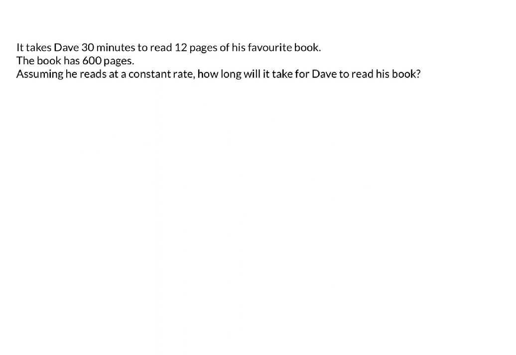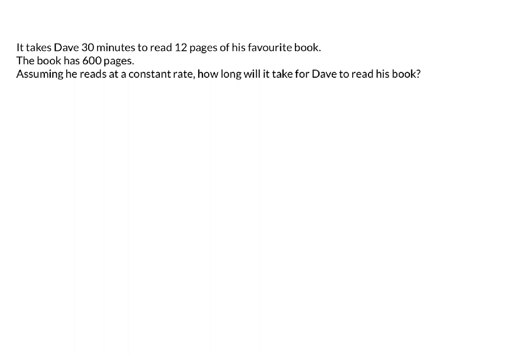Now you might be given a question involving words, and that gives you the freedom to present a solution however you choose. So let's look. It says it takes Dave 30 minutes to read 12 pages of his favourite book. So that's 30 minutes, 12 pages. And the book has 600 pages. Assuming he reads at a constant rate, how long will it take for Dave to read his book?